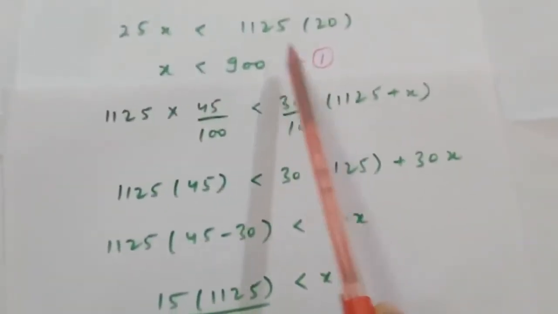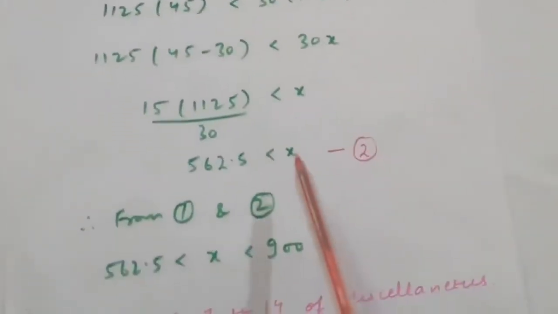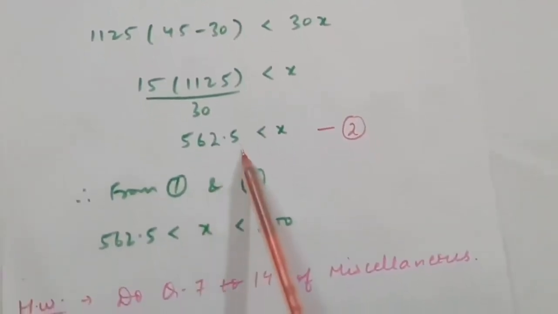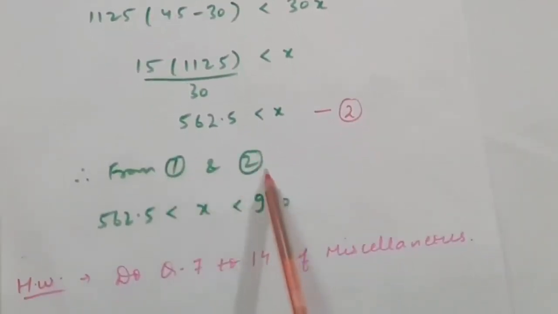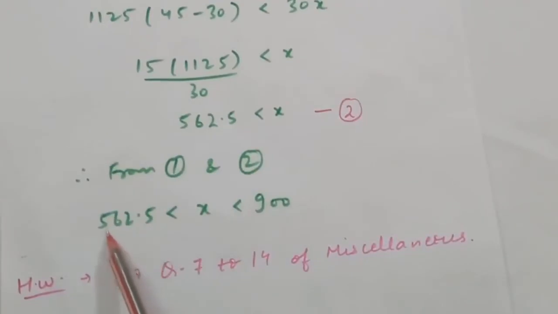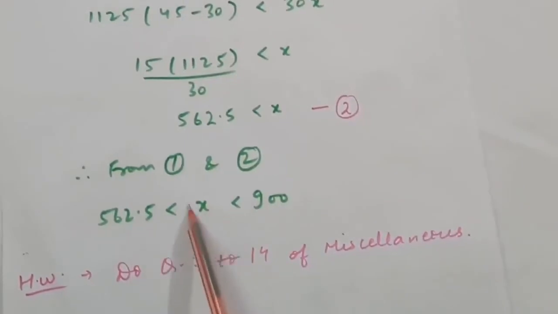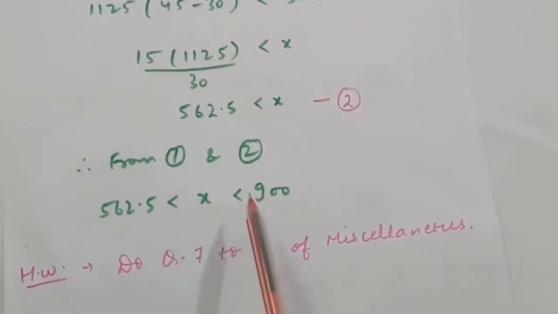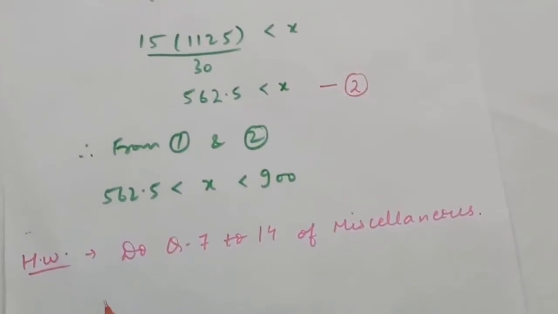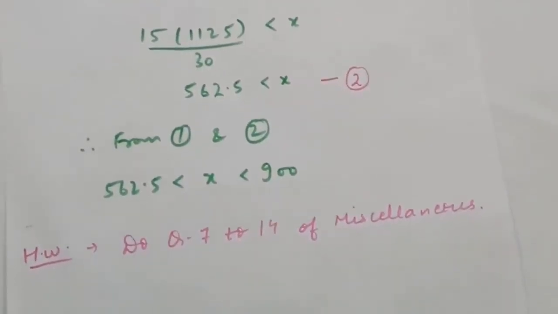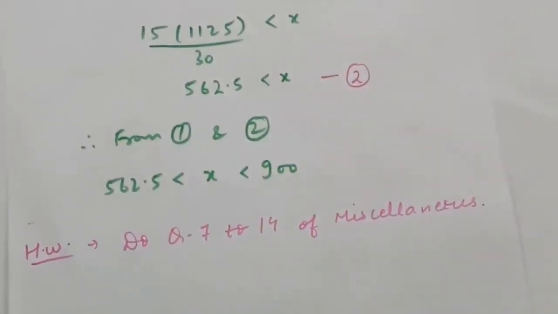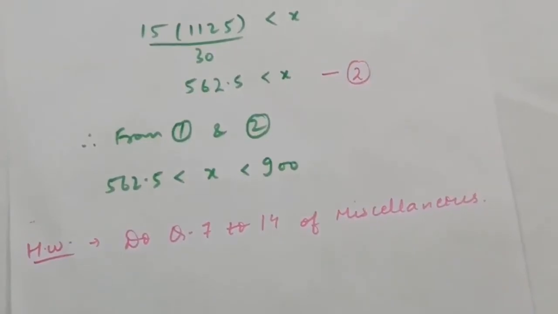Now from first and second, the first result is x is less than 900 and the second result is x is greater than this number. So from first and second we can say x is greater than 562.5 and less than 900. That is, the liters of water should be between this range, right? Now your homework is you have to do questions 7 to 14 of miscellaneous. Complete your homework carefully, okay?